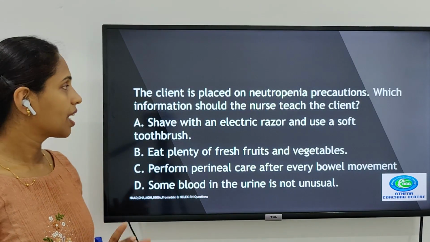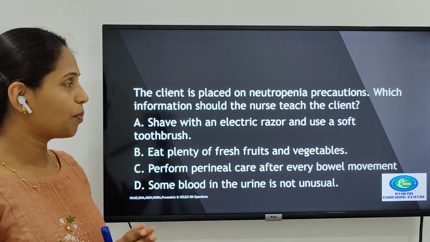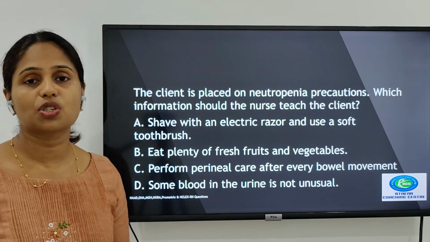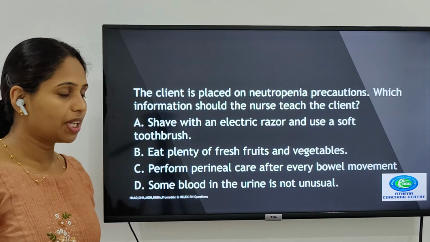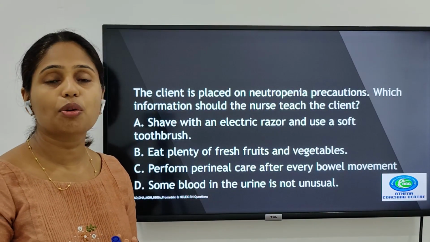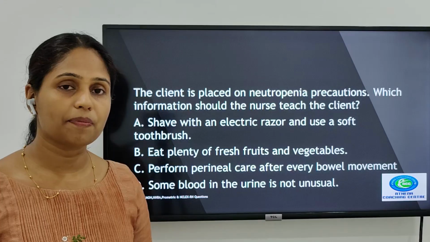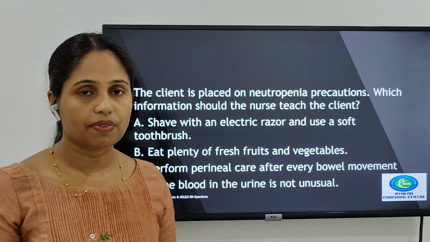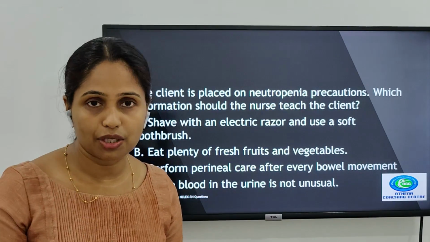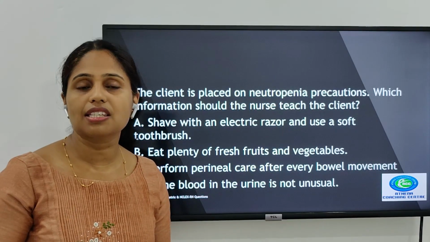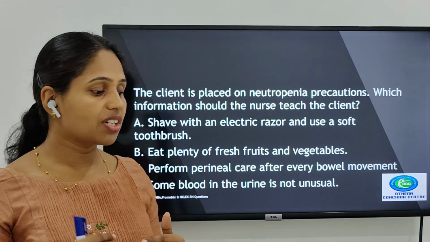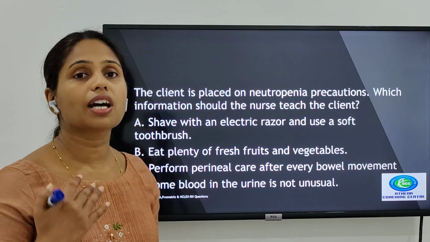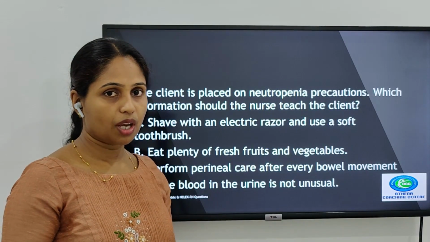Next question. The client is placed on neutropenia precautions. Which information should the nurse teach the client? Okay, so what is the meaning of the question? A client on neutropenic precautions. What is neutropenia? Neutropenia is when the neutrophil count is reduced, and it increases the chances of infection. So neutropenia is a situation with increased chance of infection, and the precautions are to prevent infection.